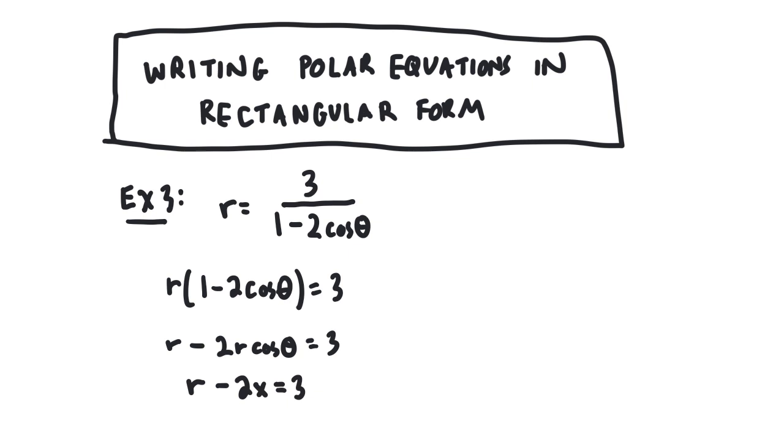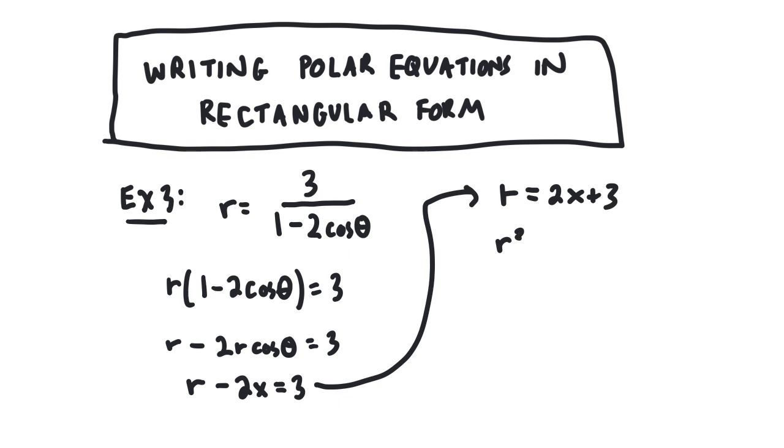Of course, at this stage, I am not in rectangular form. I did sub out an r and a theta for x, but I still have an r remaining in my equation. My equation is not in rectangular form until I only have x's and y's. But I do notice that I could rewrite this equation as r equals 2x plus 3. And then I could try that strategy of squaring both sides. So when I square both sides, of course, I get r squared equals the quantity 2x plus 3 squared.